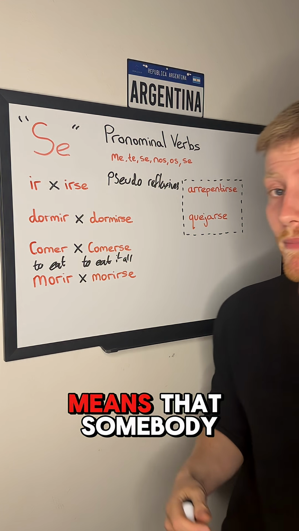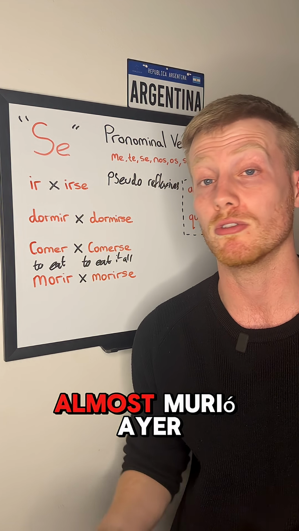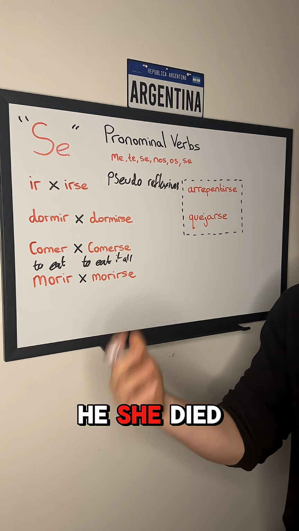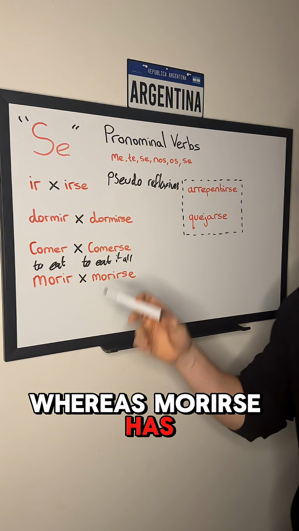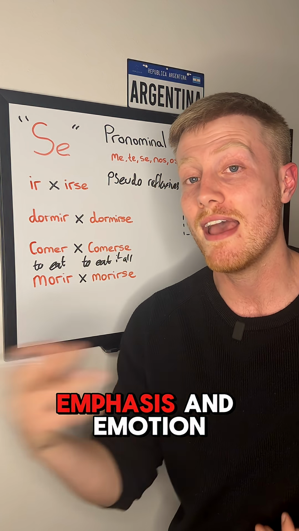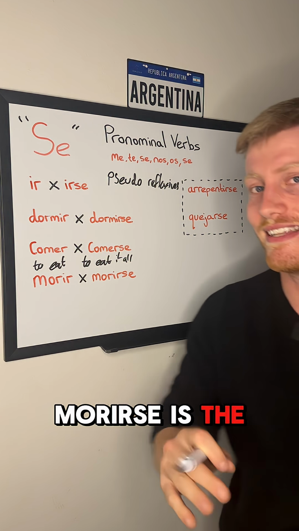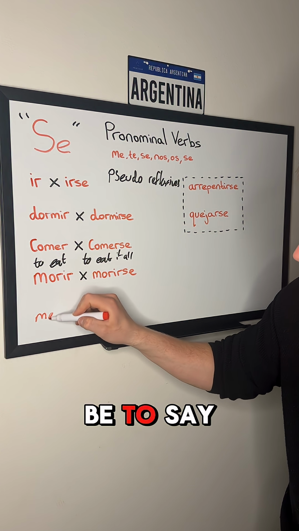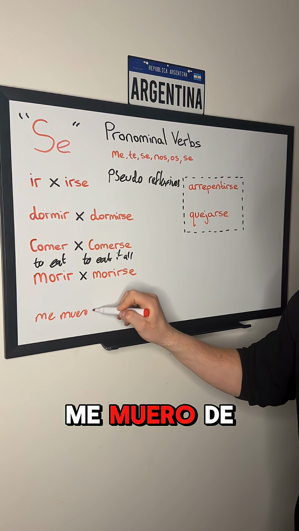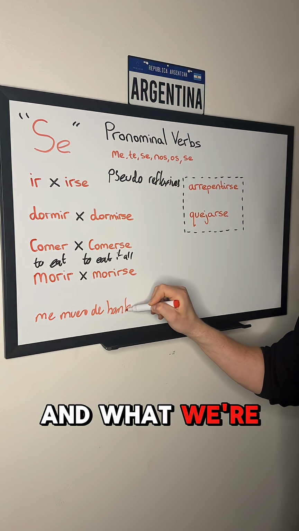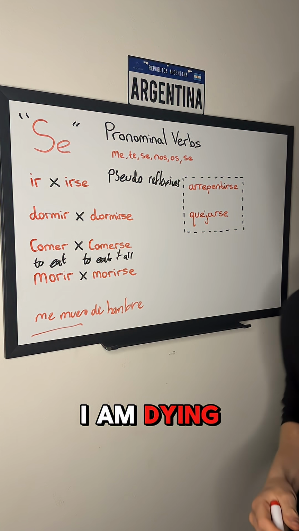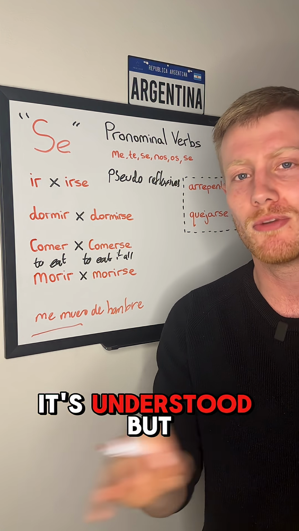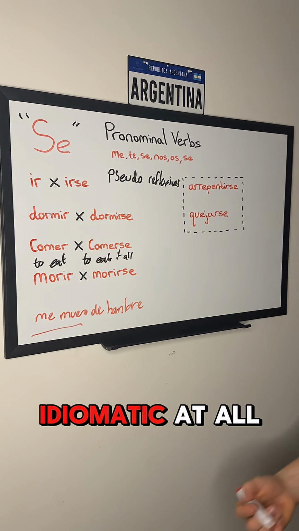So morir simply means that somebody died, stating a fact almost. Murió ayer, murió en 2009. So he, she died yesterday, he, she died in 2009. Whereas morirse has a lot more drama, a lot more emphasis and emotion. Morirse is the casual go-to for everyday speech. A great example of morirse would be to say me muero de hambre. And what we're saying there is literally, I am dying of hunger. Super idiomatic there. Now, if you said muero de hambre, it's understood, but it's not colloquial. It's not very idiomatic at all.